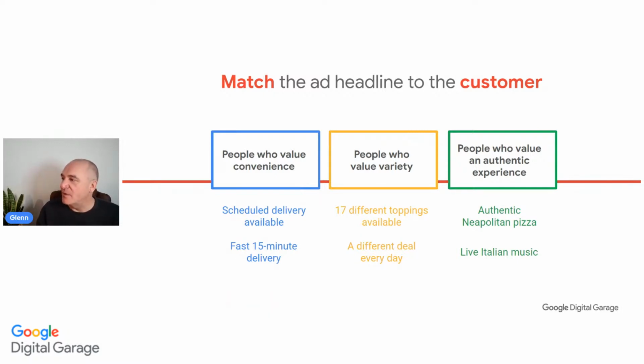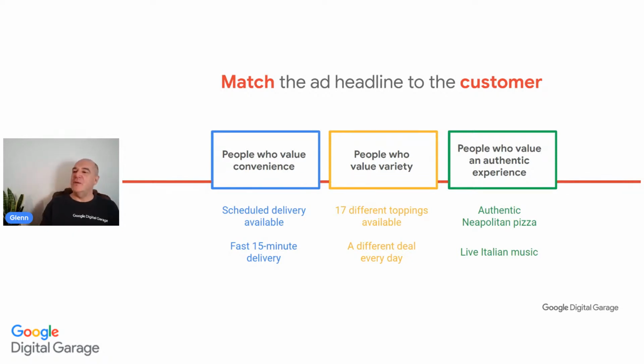Then people who value an authentic experience, we've got authentic Neapolitan pizza or live Italian music. So that's setting an ambiance. It sounds like with live Italian music that they are a walk-in establishment that you can go in, perhaps take your family in, sit down and eat and enjoy your meal. And they've got live Italian music going on while you're there. So again, it's really creating images in your audience's mind and making sure that the experience really matches what it is that they're looking for. All right, so I hope that makes sense.